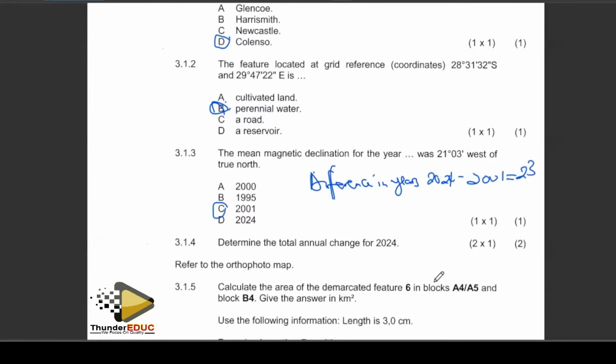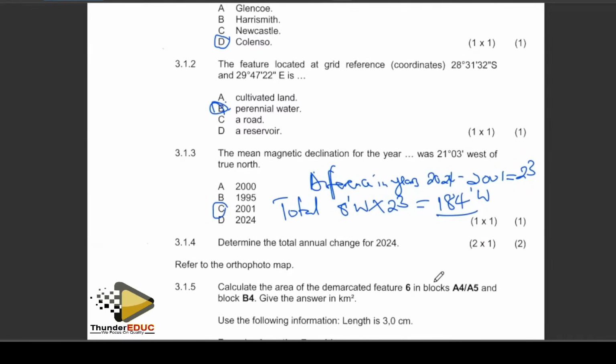And what is the total change now? Total change, we are saying the mean annual change times the number of years. The magnetic declination was changing by 8 minutes to the west according to the map information, times how many years? Times 23. What is it going to give you? 23 times 8 is going to give you 184 minutes to the west of true north. And 184, this is now a composite figure which has got degrees and minutes.